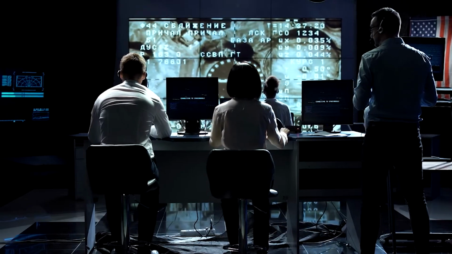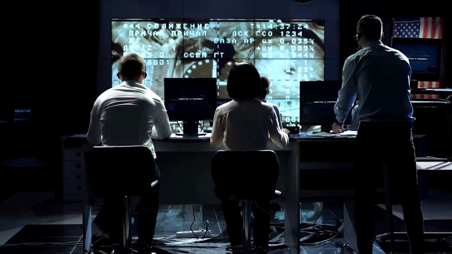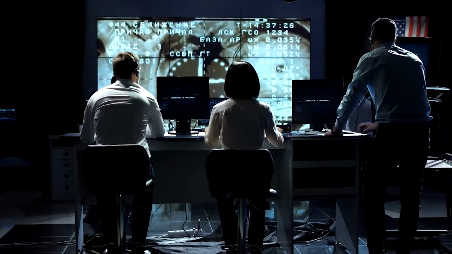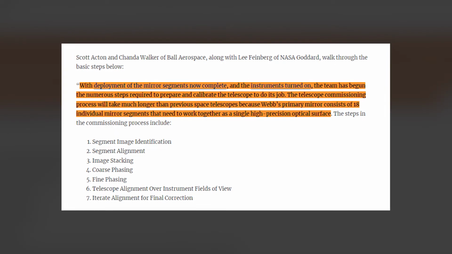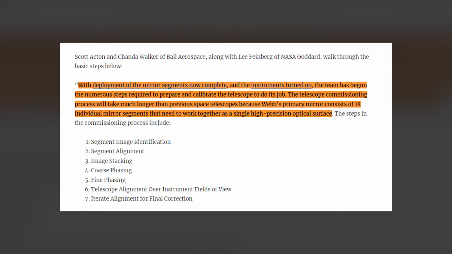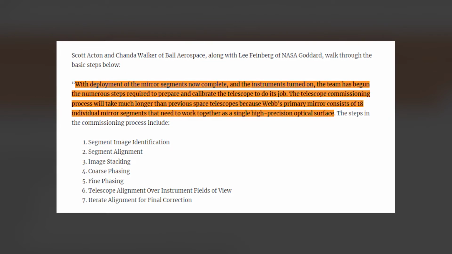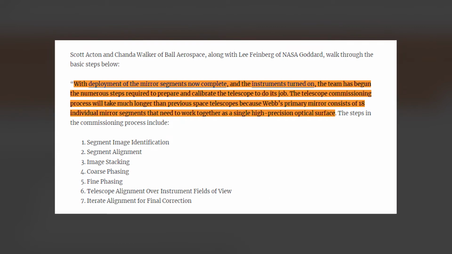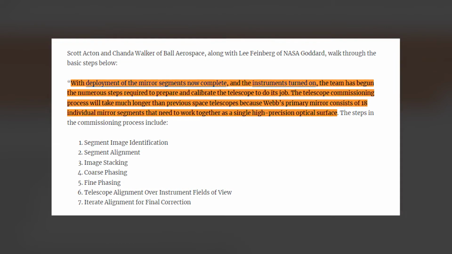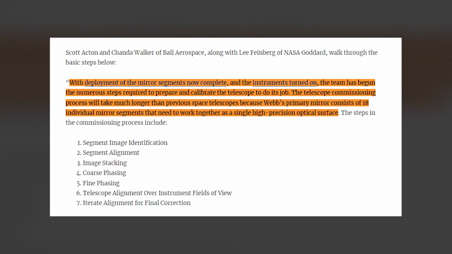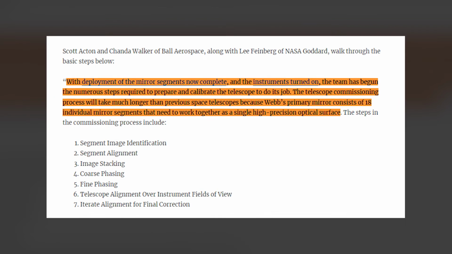Scott Acton and Chanda Walker of Ball Aerospace, along with Lee Feinberg of NASA Goddard, walked through the steps to make this happen. With deployment of the mirror segments now complete and the instruments turned on, the team has begun the numerous steps required to prepare and calibrate the telescope to do its job. The telescope commissioning process will take much longer than previous space telescopes because Webb's primary mirror consists of 18 individual mirror segments that need to work together as a single high-precision optical surface.